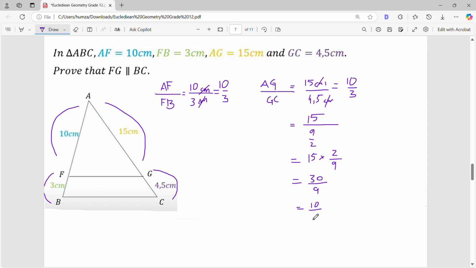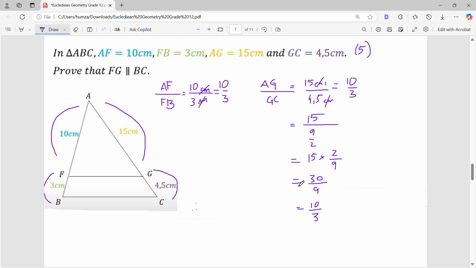Please remember, if this type of question comes out in the exam, give me all the steps, you will get marks for the steps. If you just give me AF over FB is equal to 10 over 3 and AG over GC is 15 over 4,5 which is equal to 10 over 3, then this will only get you 1 mark, and this type of question usually comes for about 5 to 6 marks, right? 5 marks minimum it will come out for sure.